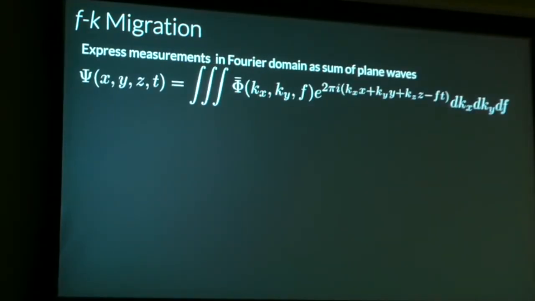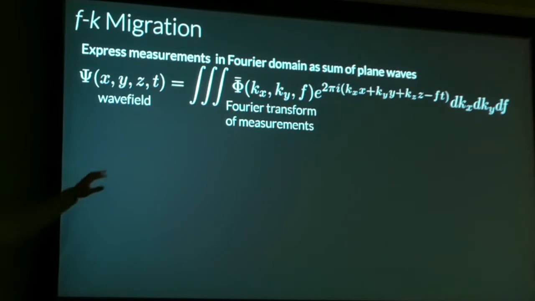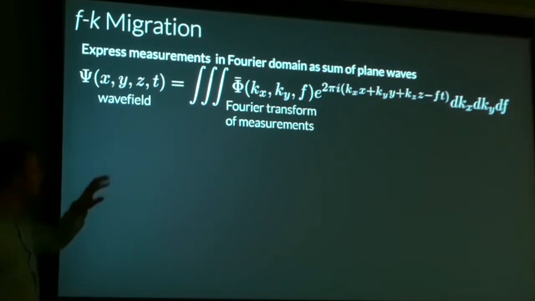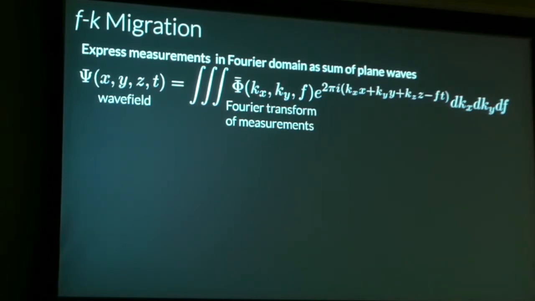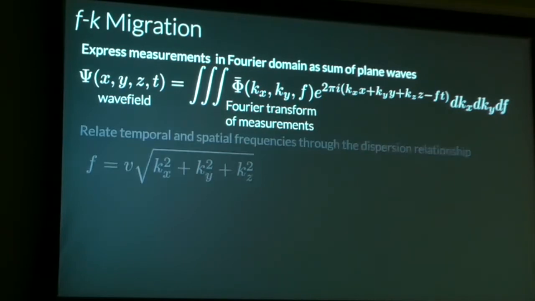So how does this reconstruction work? I'll just give kind of a high-level overview of the math, and hopefully this will make sense. So here I'm just writing the wave field expressed as the inverse Fourier transform of the Fourier transform of the measurements. The Fourier transform of the measurements is there, and if you take the inverse Fourier transform of that, of course you get back the wave field.